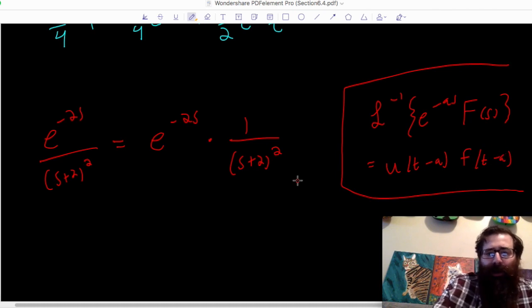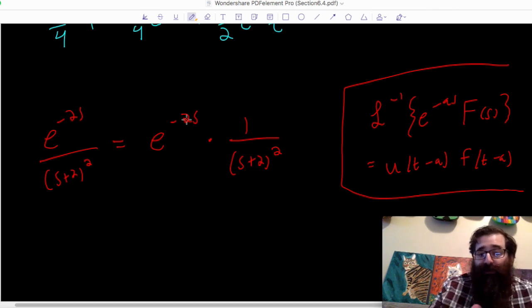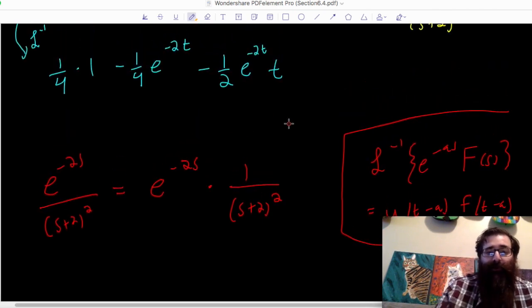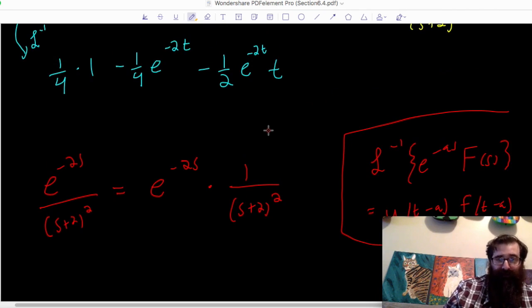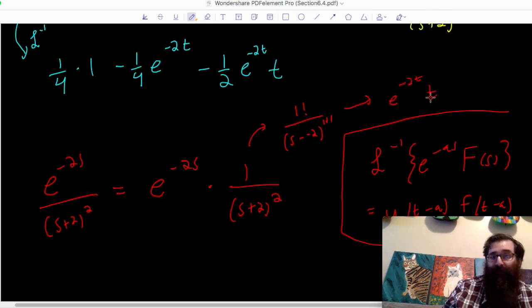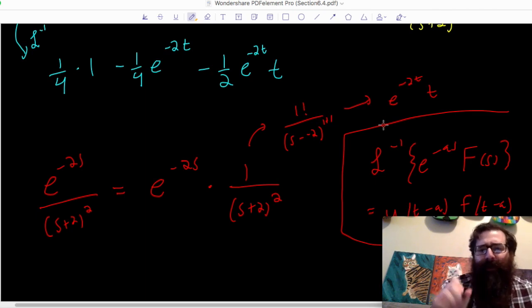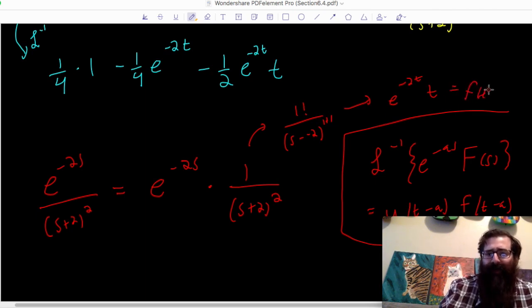Now, if I look at what's going on here, I can see my e to the minus as. It's this e to the minus 2s, and I want to use the Laplace inverse on this. But here, that means my big F of s is this 1 over s plus 2 squared. And we said earlier, well, that's kind of familiar to us. That's that form that we saw where we would say 1 factorial over s minus negative 2 to the power of 1 plus 1. And that this would map to e to the minus 2t times t. We just got done saying that. So I want to keep that in mind. This is actually my little f at t, if I want to think of it that way.